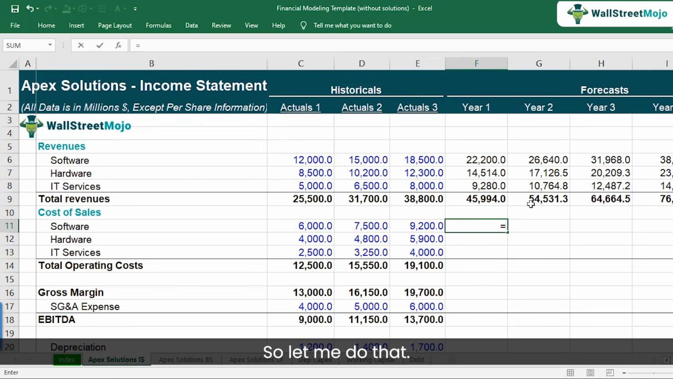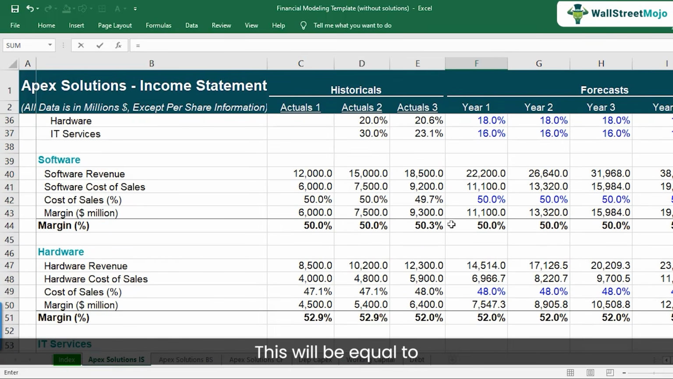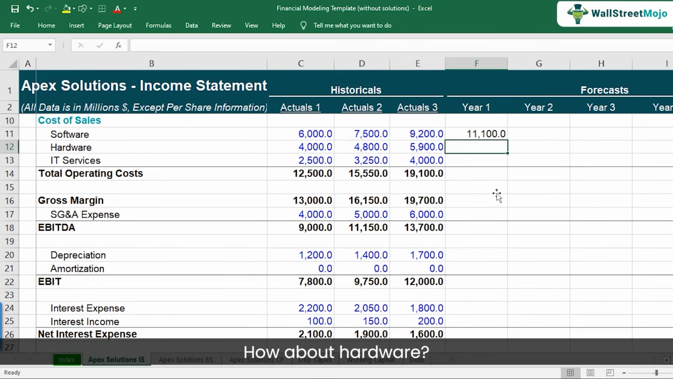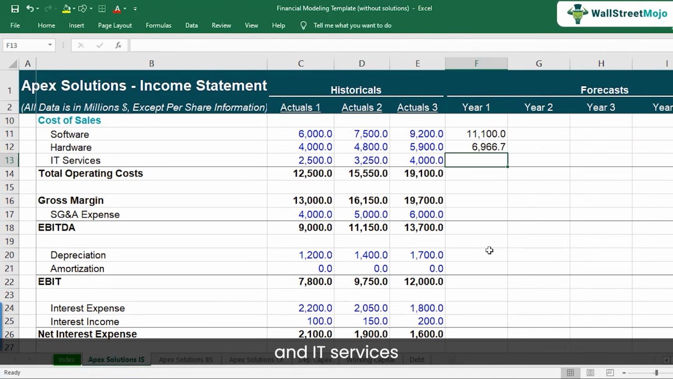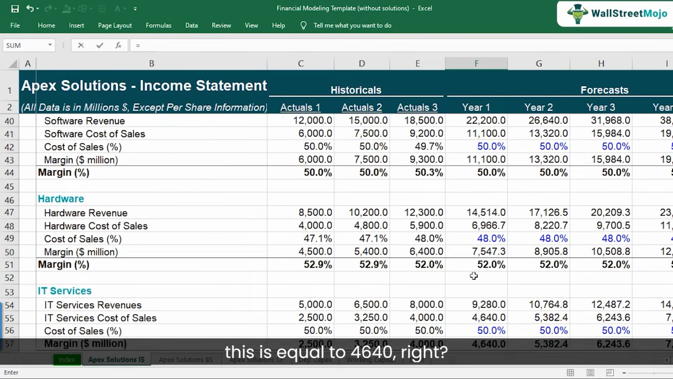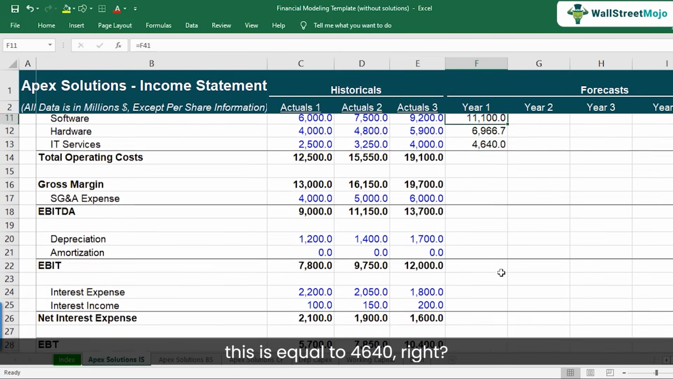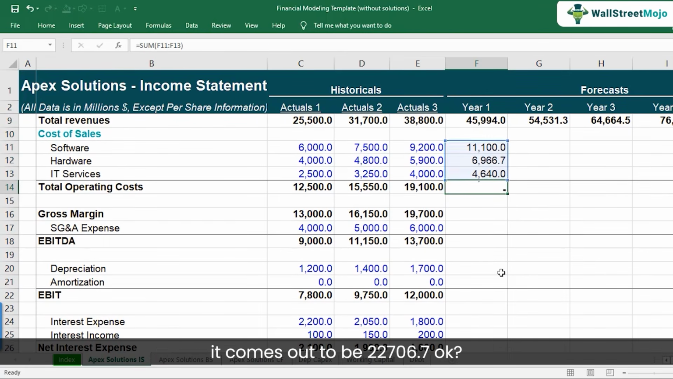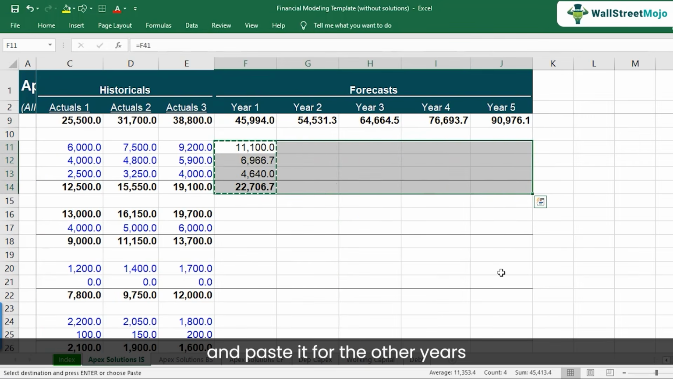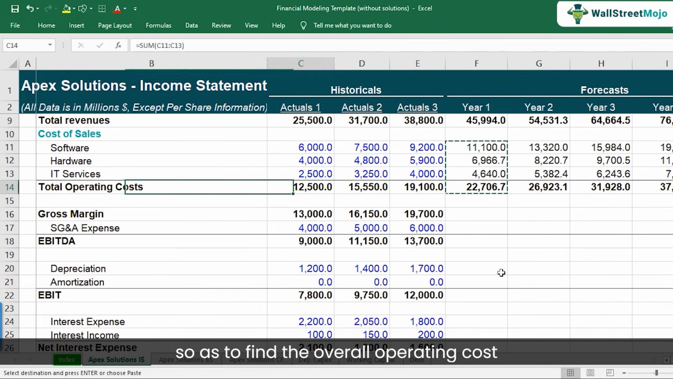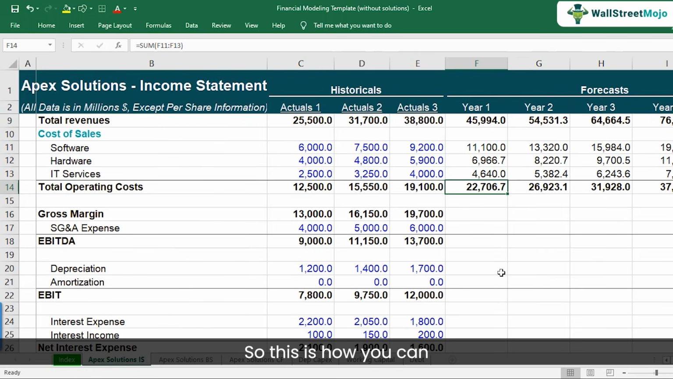Okay, so let me do that. This will be equal to cost of sales, which is 11,100 here, right? How about hardware? Hardware is 6966.7, and IT services is equal to 4640, right? So when it comes to the total operating cost, it comes out to be 22,706.7. This is for year one, and I can copy this and paste it for the other years so as to find the overall operating cost for the whole 5-year period, right? So this is how you can go about calculating the cost of sales.